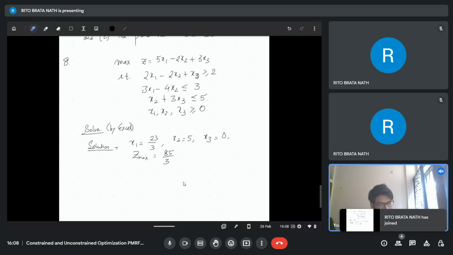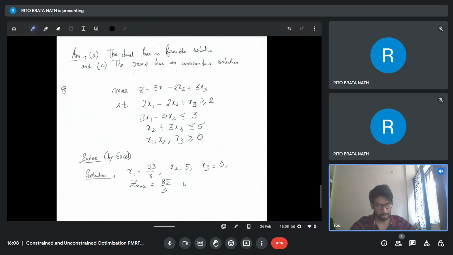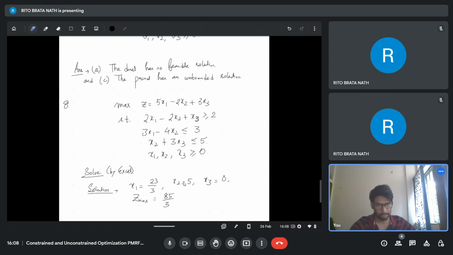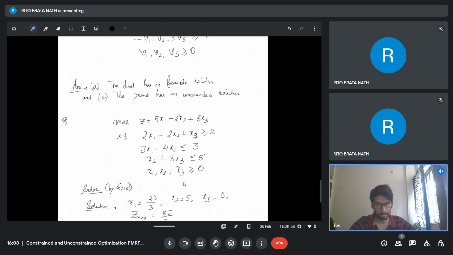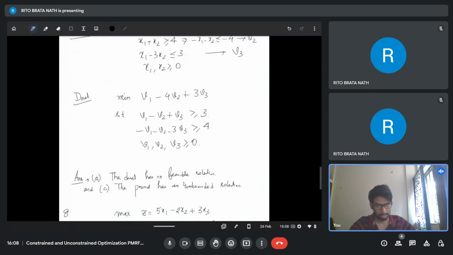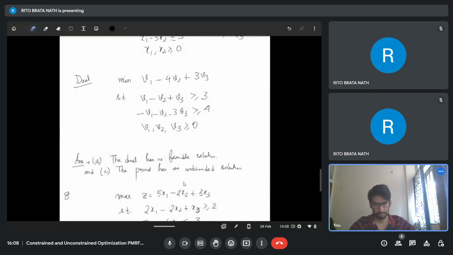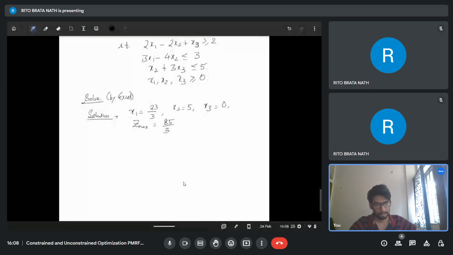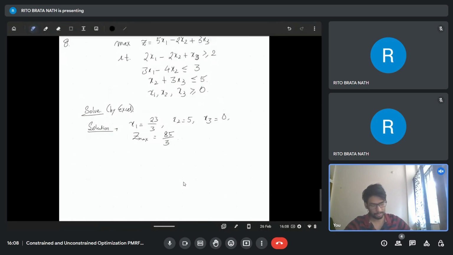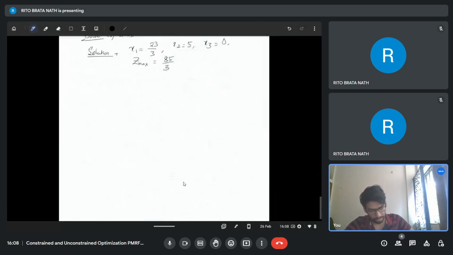Okay. So as I've written down, this seventh question has two answers. The dual has no feasible solution, and the primal has an unbounded solution. And problem 8, as I have shown you just now, is it appearing a little, there is some lag. Yeah. X1 is 23 by 3, X2 is 5, X3 is 0, and Z max is 85 by 3. Okay, so let's solve the rest of the two problems and then let's get into the methods.